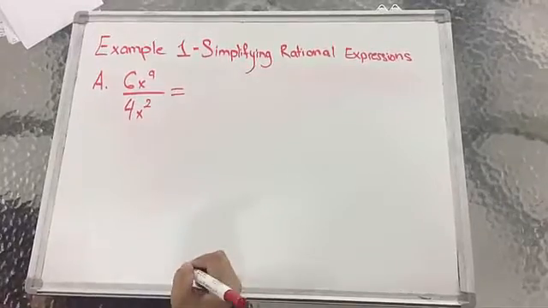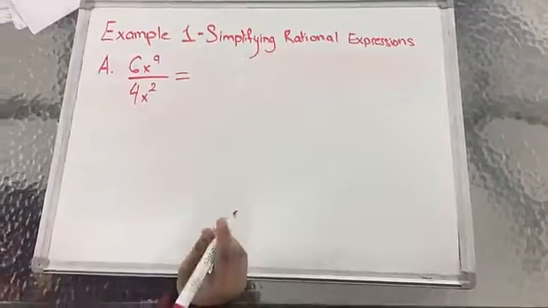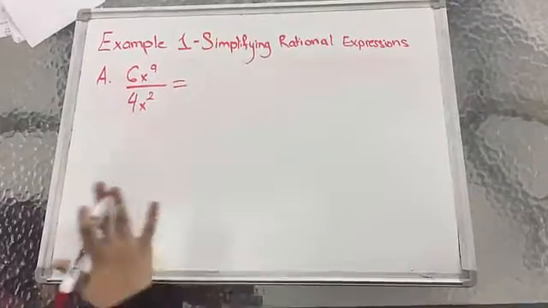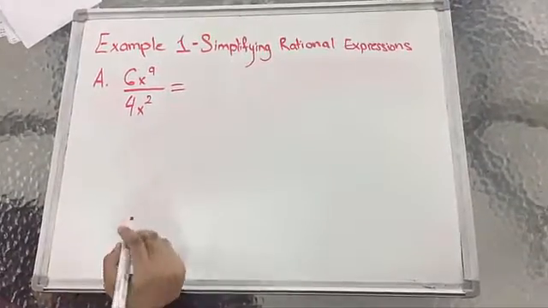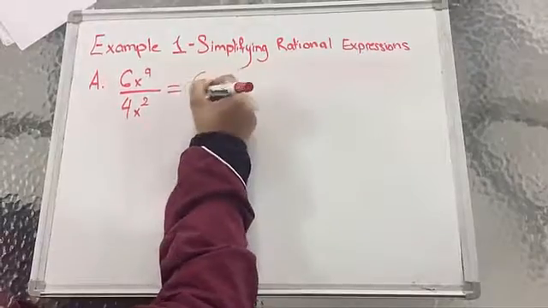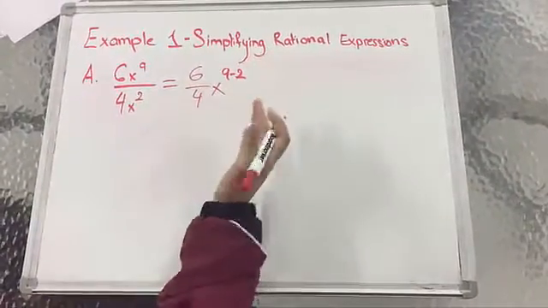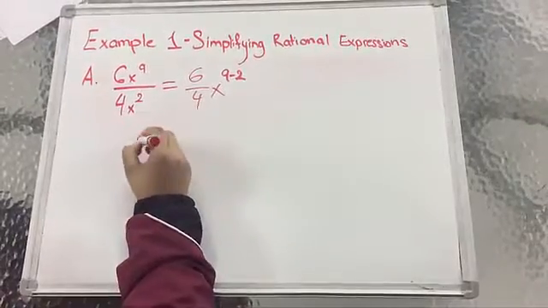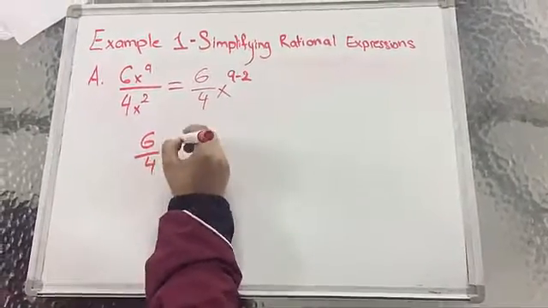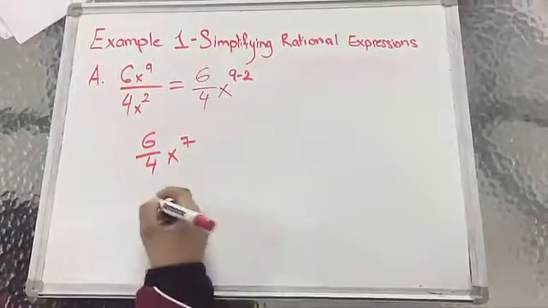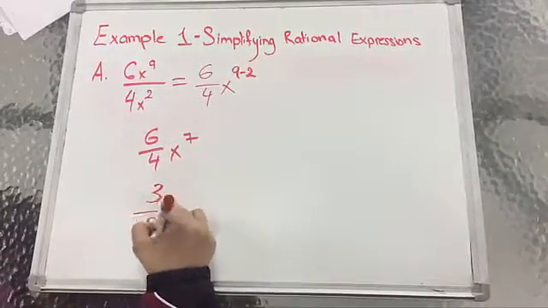Rational expressions. Example A. The first example is 6x to the power of 9 over 4x squared. First of all, we have to break it down. So it becomes 6 over 4 times x to the power of 9 minus 2. The second step is 6 over 4 times x to the power of 7. Now we have to simplify it even more. So it becomes 3 over 2 times x to the power of 7.